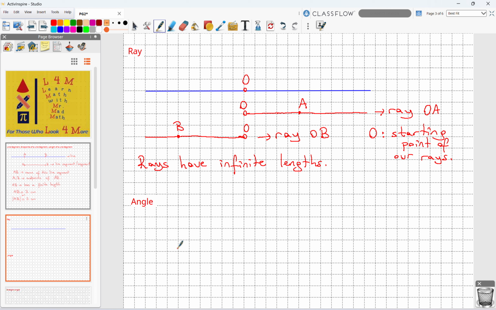Let's quickly continue with angle. Think about two rays intersecting at one point. So let's think about the ray OA and the ray OB. O is their common point. This figure, this shape you see in geometry, is called an angle.